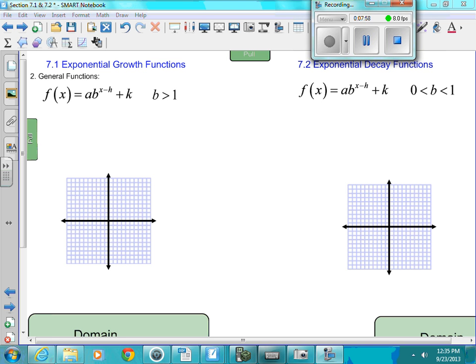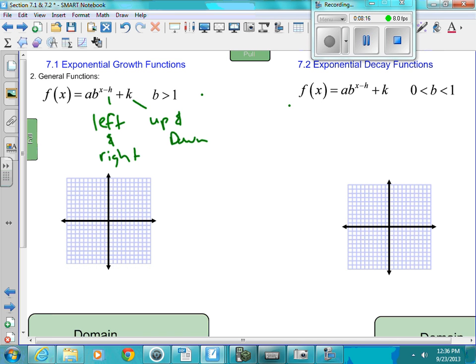So what does h do? Well, h is going to be our left and right movement, like it was in previous units, and k is up and down. And that's true for both of these functions, both growth and decay. H is left and right, k is up and down. Okay, remember it's whatever makes x minus h equal 0. So if I have x plus 3, then we're really moving 3 units left, because h would be a -3. Just keep that in mind.